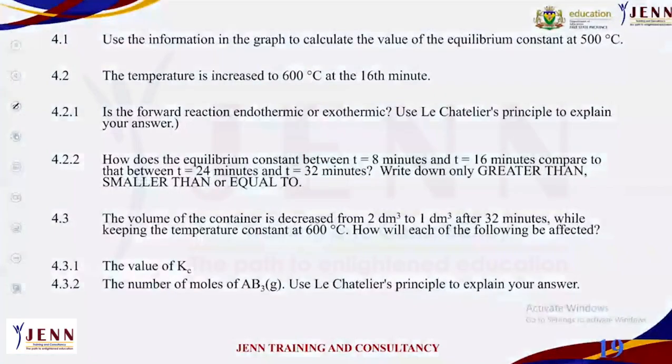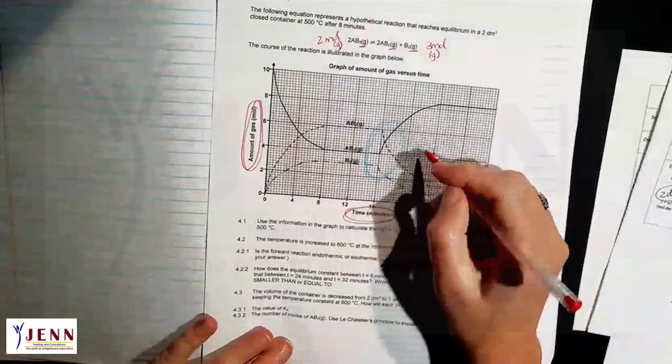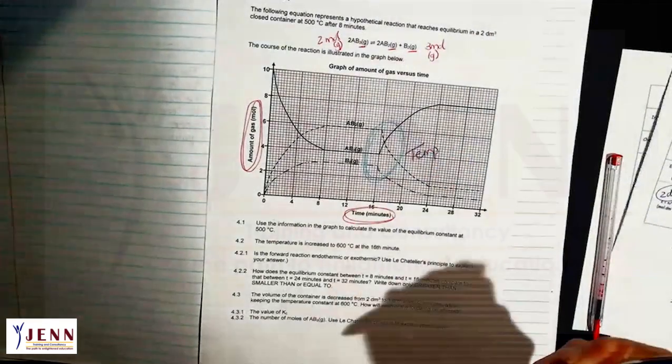Okay, so 4.1 was the table. 4.2, the temperature is increased to 600 degrees at the 16th minute. If they didn't tell you what happened there, you will see that, like explained previously, there was not a sharp upwards thing there. It was just bended, bended, bended. So that means it must be a temperature change. Now the blue on that. So this must just be a temperature change there. Okay, but they helped us.